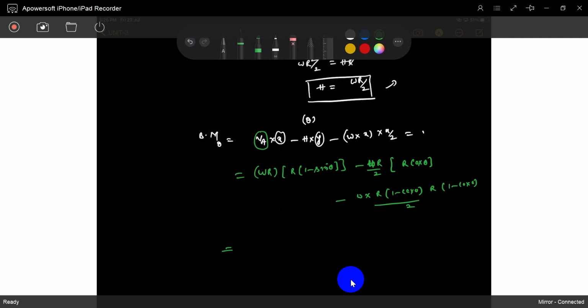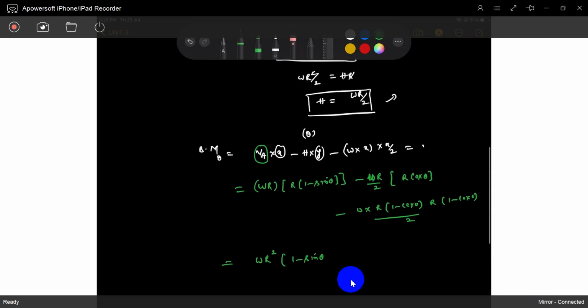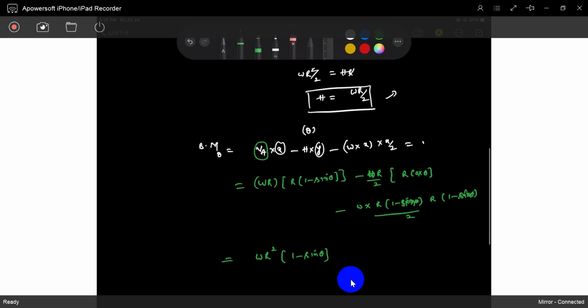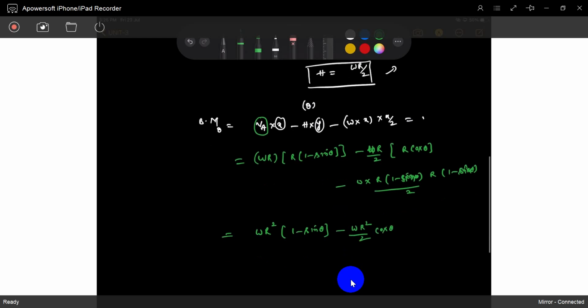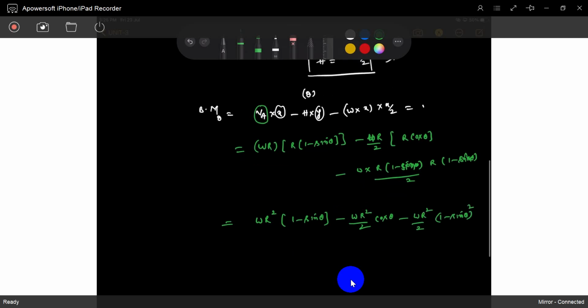If you see, w R square, 1 minus sin theta. Sorry, it's cos theta, not 1 minus sin theta. X is R into 1 minus sin theta, multiplied with w R square by 2 cos theta. What is this value? This value is w R square by 2 times 1 minus sin theta whole square. Understood? That's it.